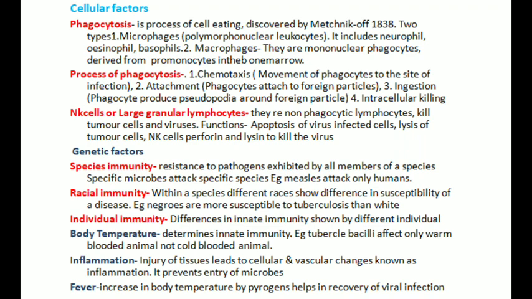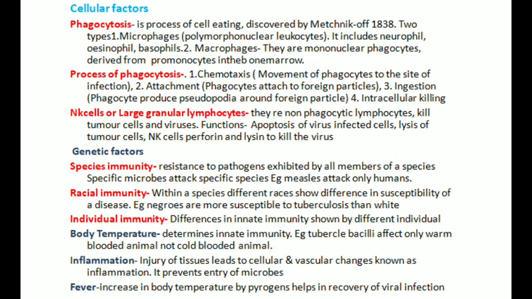Then body temperature. It determines innate immunity. For example, tubercle bacilli affect only warm-blooded animals but not cold-blooded animals. And inflammation, that is injury of tissues. When there is any injury in the tissue, it leads to cellular and vascular changes which are known as inflammation. Inflammation prevents the entry of microbes.